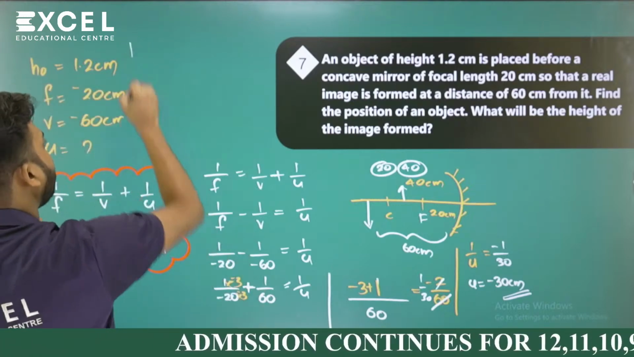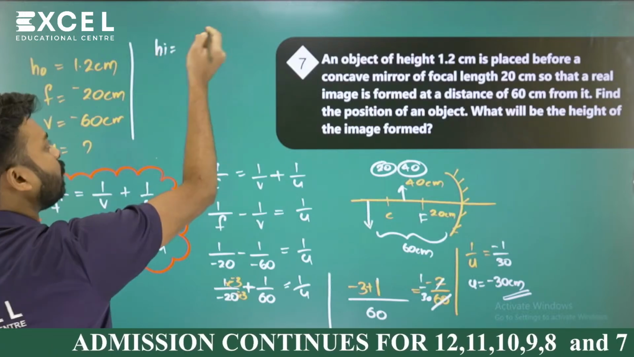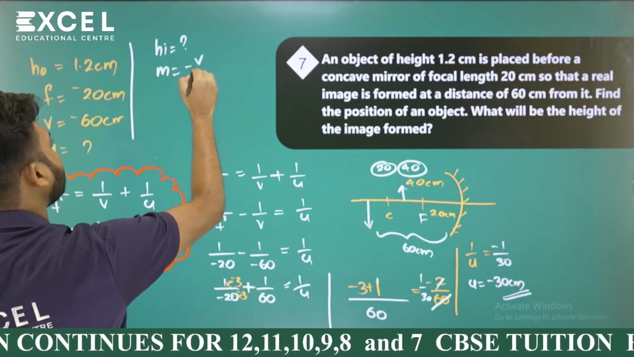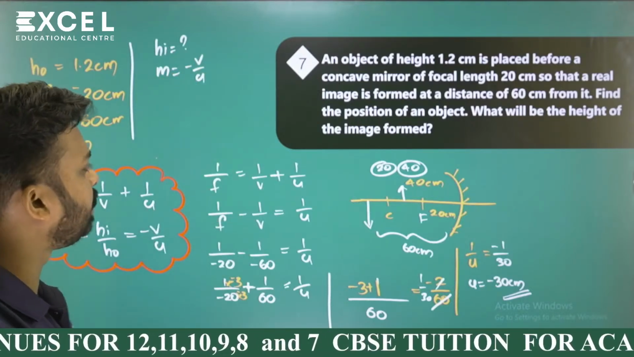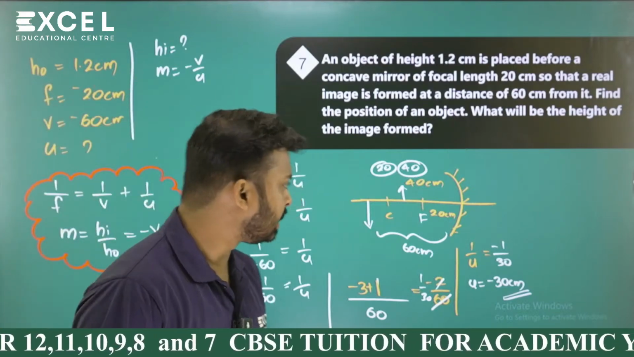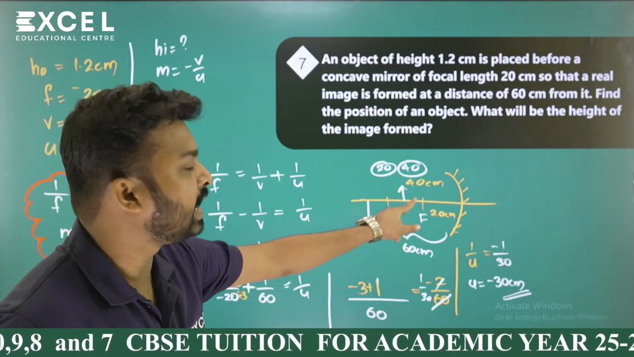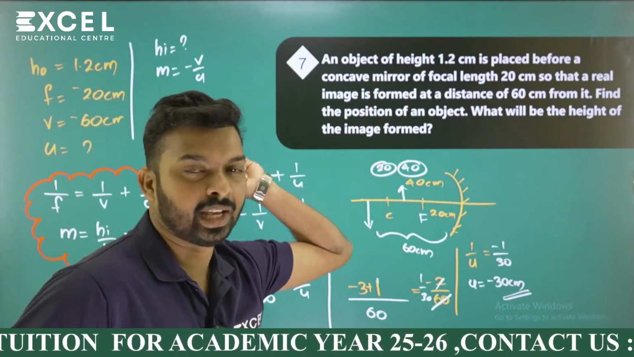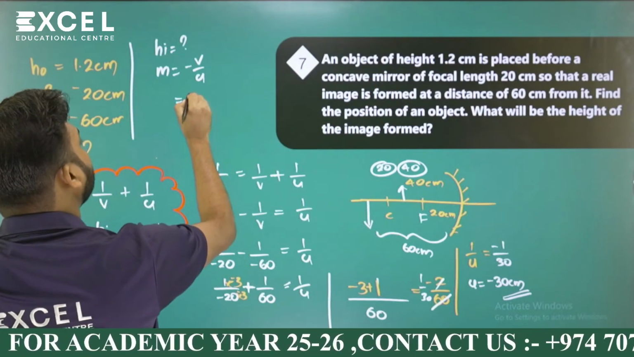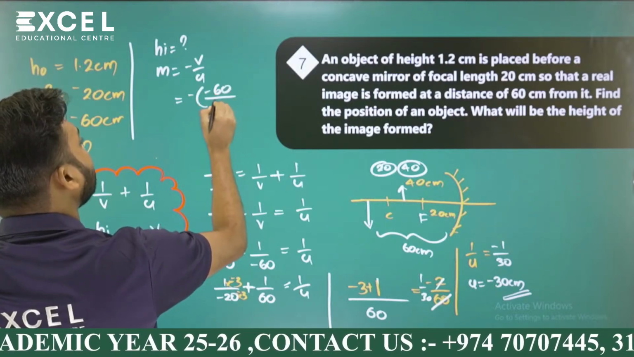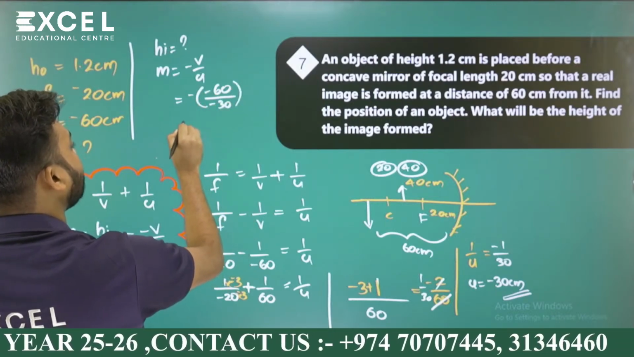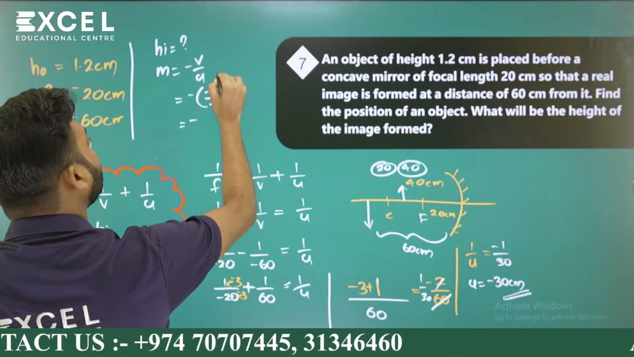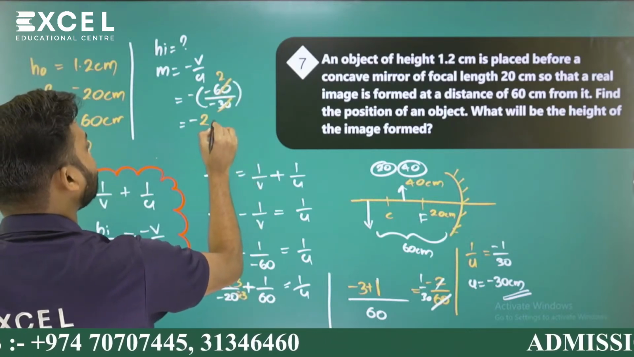So how can I find the height? HI is equal to what? For that we can use the equation of magnification. Magnification is equal to minus V by U. And I'll predict one more thing: if I'm keeping an object between C and F, it should be a very enlarged image, greater than this value. Let's see what is given. Minus into minus 60 by minus 30, so these values cancel out, and the answer is minus 2.